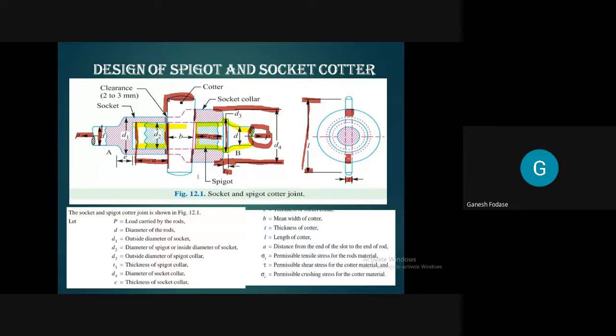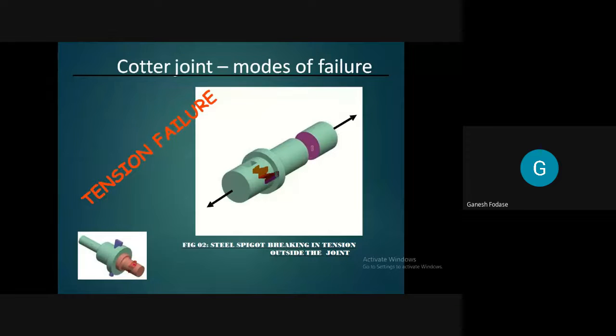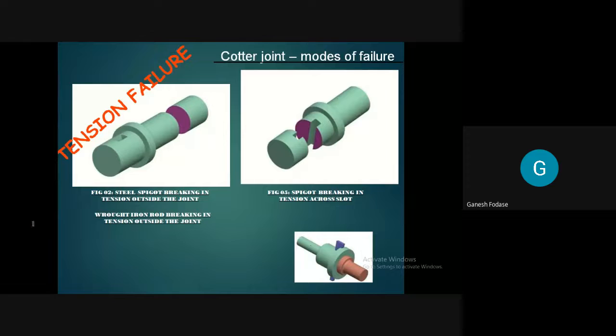Getting it or not? There is a tensile failure of the rod. The rod may fail under tensile failure at the spigot end also, and at the socket end also. You can see it here now.